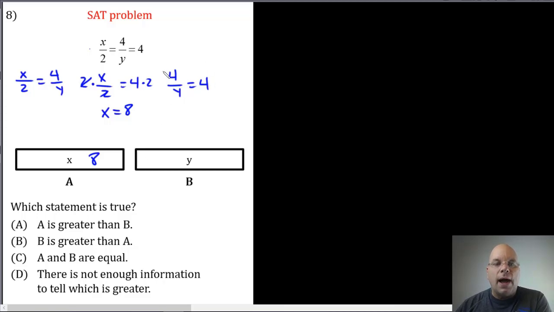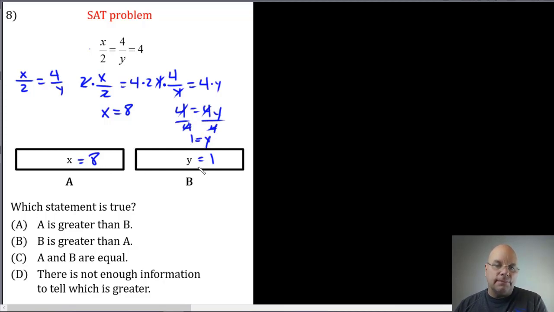To solve for y over here, we really don't want y in the denominator. Or we could think, 4 divided by what equals 4? Well, 4 divided by 1 equals 4. So you could just determine that y equals 1 that way. Or we could multiply both sides by y to make it show up a little easier. 4 is equal to 4y, then divide by 4 on both sides. Another way to see that y is equal to 1.